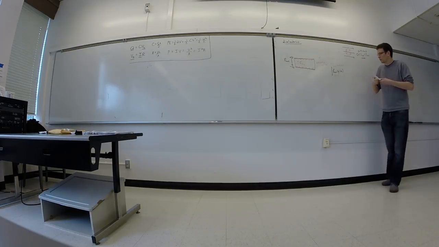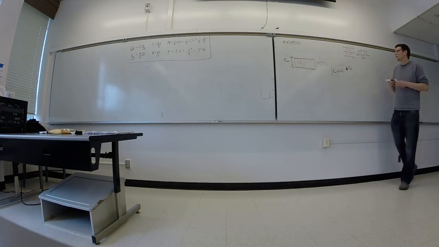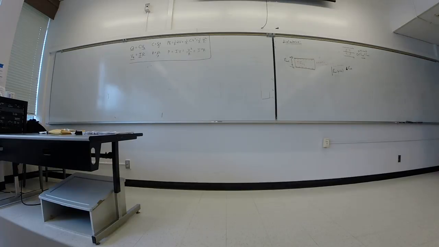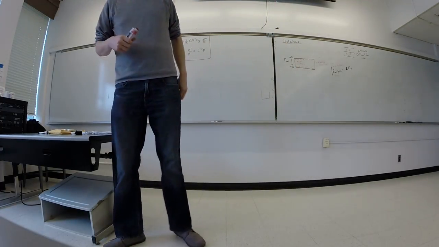And the net field, if you want to add those two, looks something like this. So E net is smaller than E external, but still in the same direction. So it basically just took the edge off a little bit, right? We have partial shielding.